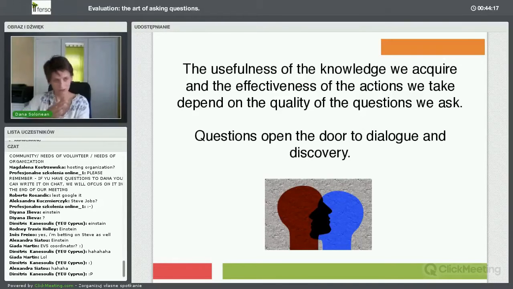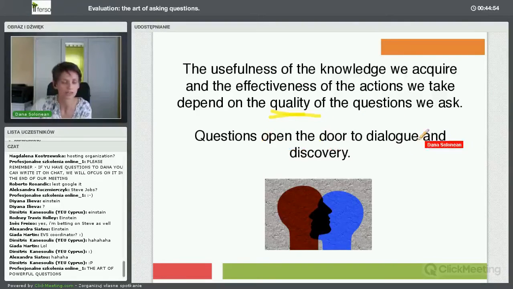Now I want to say why it's important to ask good questions, deep questions, or powerful questions. This was inspired by a book I was reading, an article book that is extremely interesting, about the art of powerful questions. You can Google it. They say in a very nice article that the usefulness of knowledge we acquire and the effectiveness of the action we take depend on the quality of the questions we ask. Questions open the door to dialogue and to discovery, and this is what we are all trying to do. These are the base and the premises for the webinar today: seeing evaluation as a dialogue and a possibility to develop a discovery.